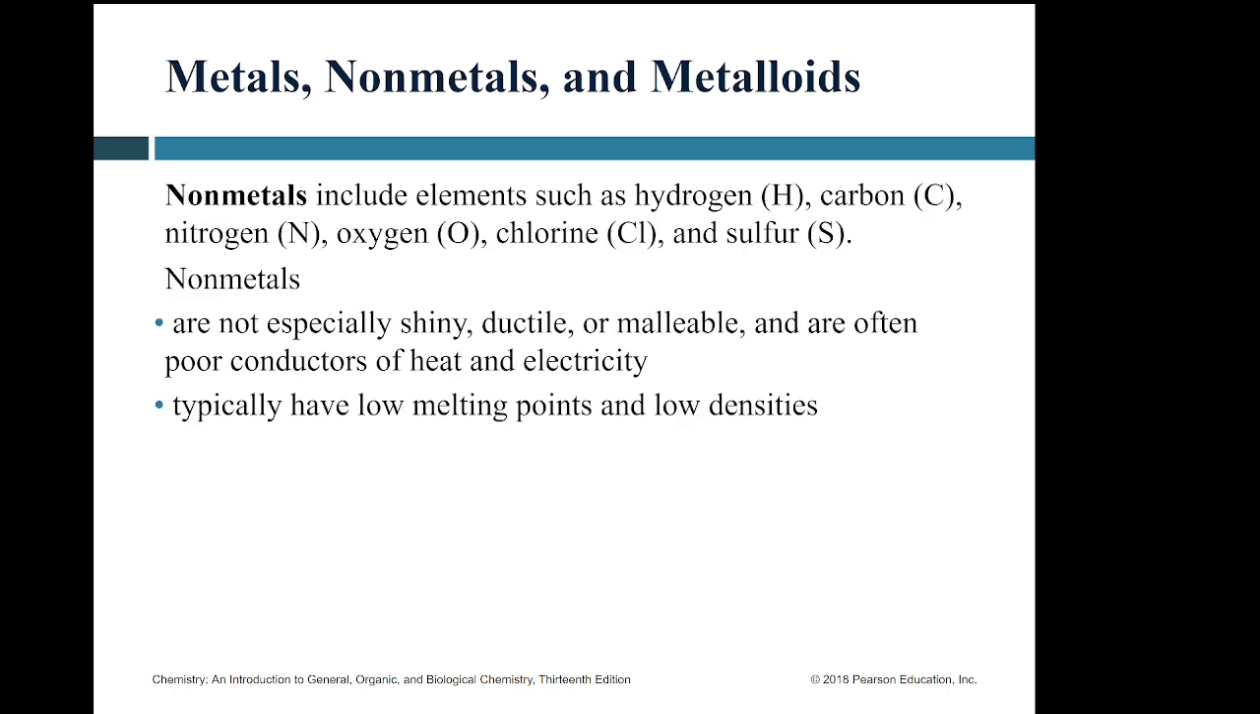Okay, fantastic. Now, nonmetals, these are going to be things like hydrogen, carbon, nitrogen, oxygen, chlorine, sulfur. All of those are nonmetals. They're not usually shiny, they're not usually ductile, they're not usually malleable. They're often poor conductors of both heat and electricity. Are there exceptions to all these things? Yes. But in general, just think of it like this.